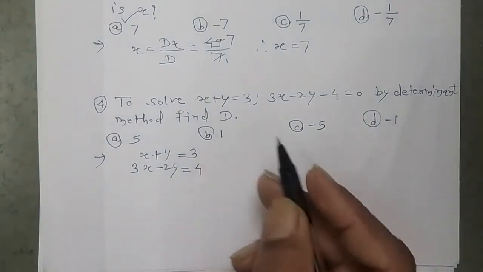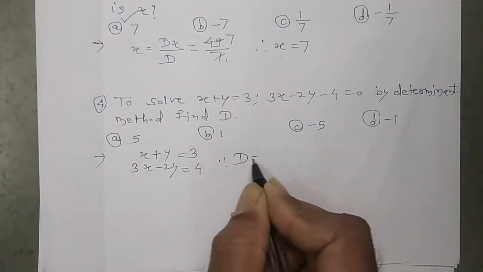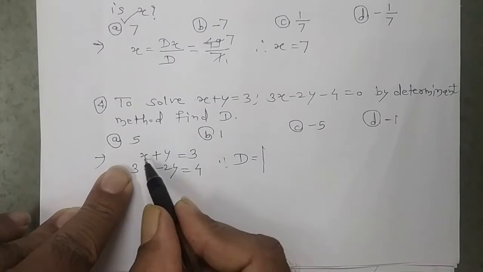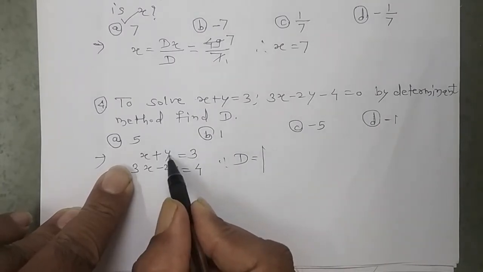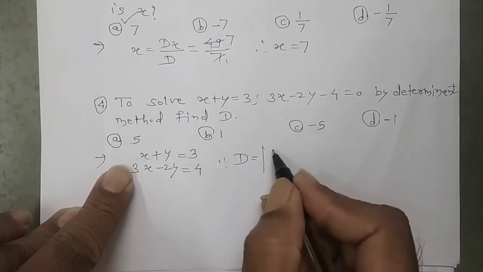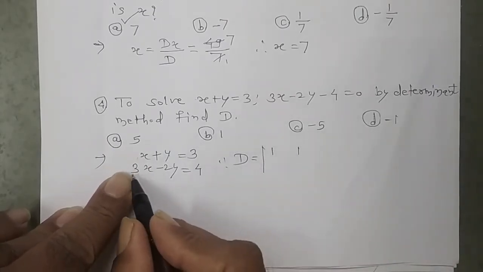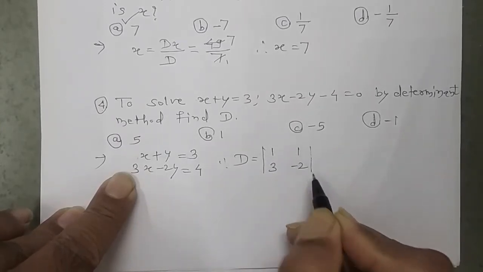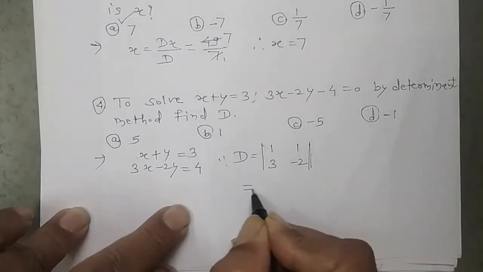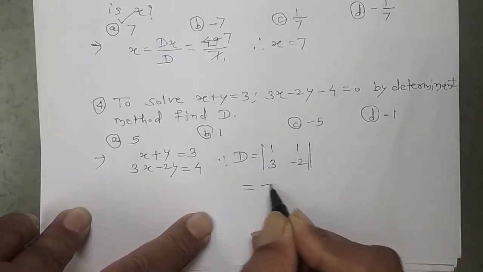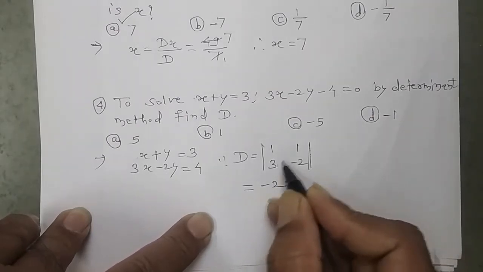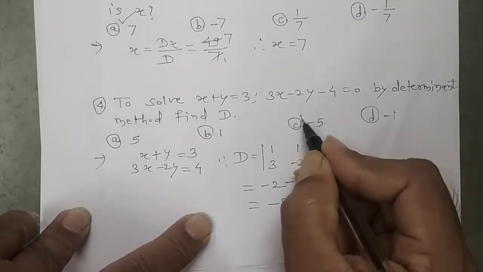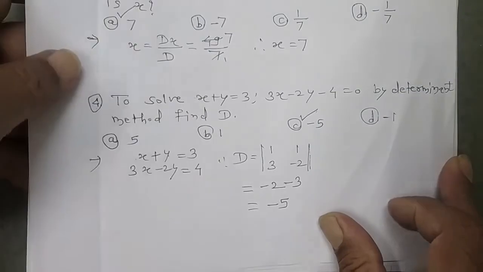Now we have to find the value of d. Therefore, determinant d is equal to, now the first row is the coefficients of x and y. That is 1, 1. Second row 3, minus 2. Now solve this determinant. Equal to 1 into minus 2 minus 3 into 1 is 3, is equal to minus 5. Answer is C.